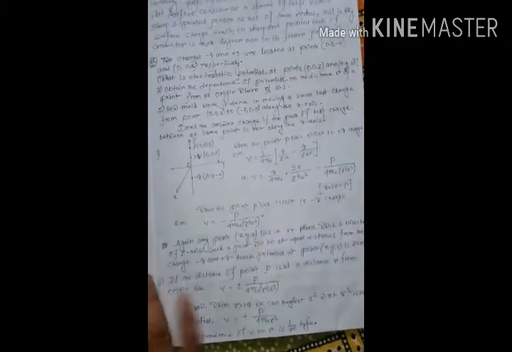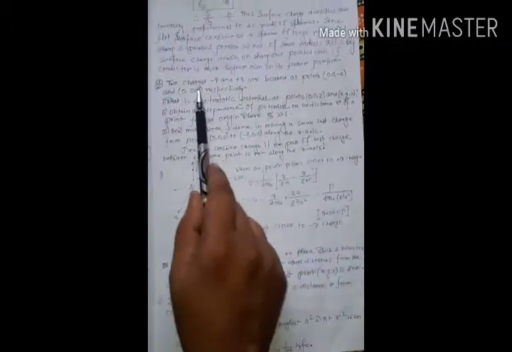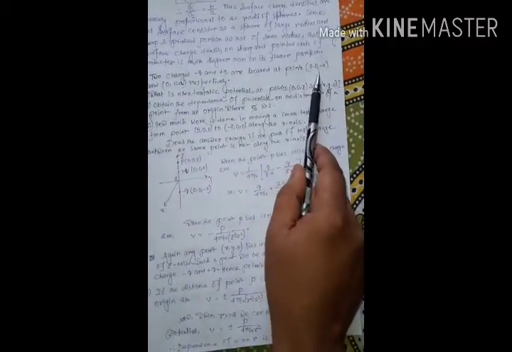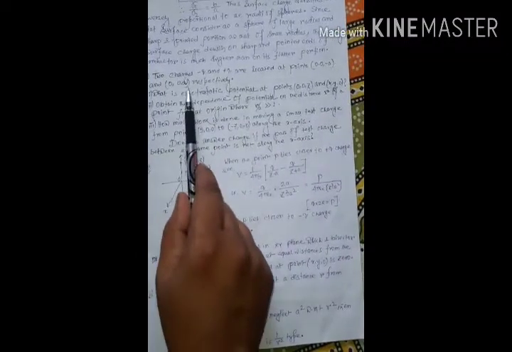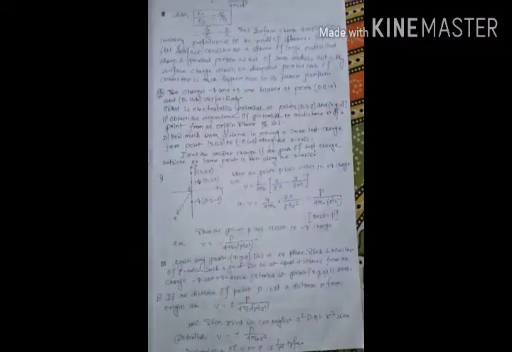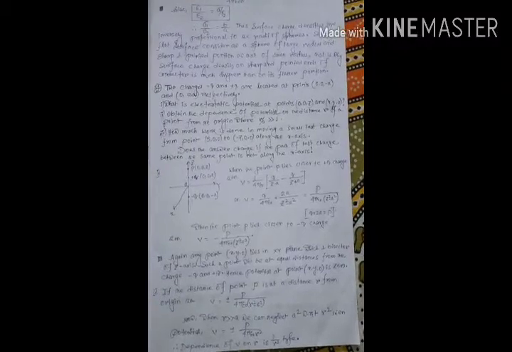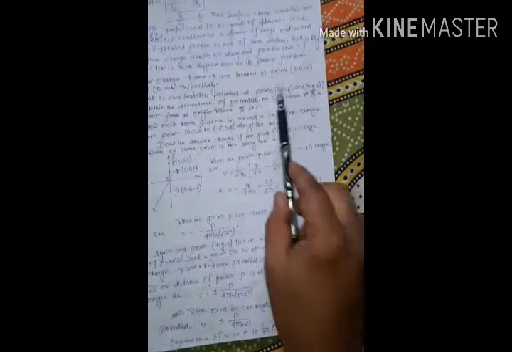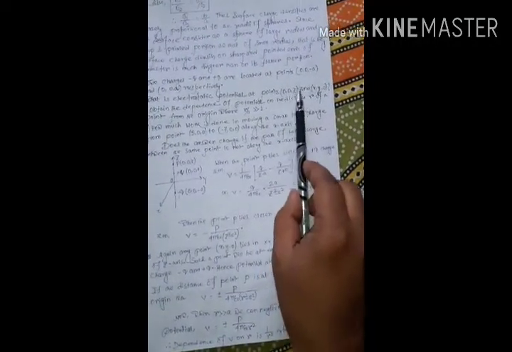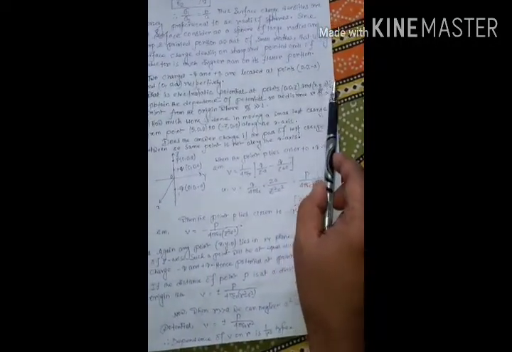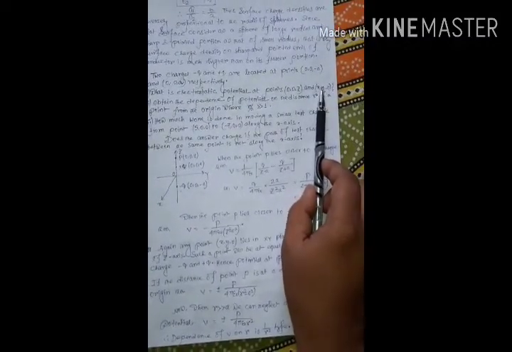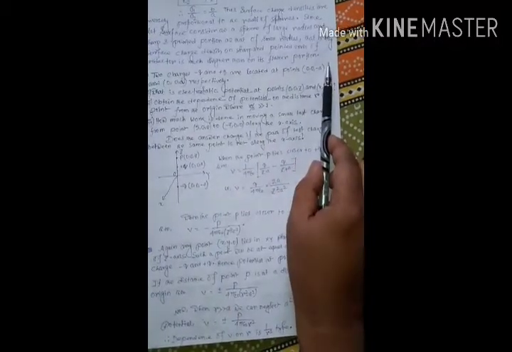Okay, now see the next question, which is also very important. Two charges minus q and plus q are located at points (0, 0, -a) and (0, 0, a) respectively, meaning both charges are situated on the z axis. What is the electrostatic potential at points (0, 0, z) and (x, y, 0)? This means at these two points we have to determine the potential due to this pair of charges.